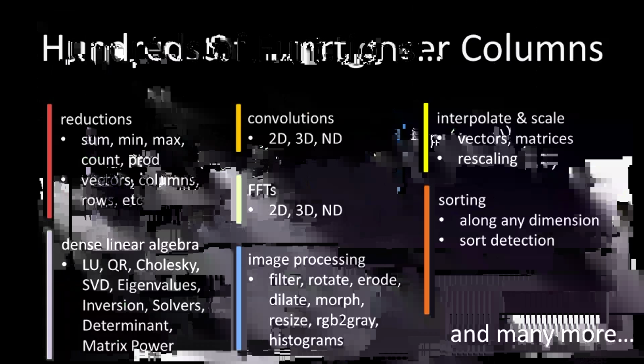And keep in mind there are hundreds of functions available. You can do various reductions, like vector and column or row reductions. You specify along a dimension. You can do convolutions in various dimensions, 1D, 2D, 3D, FFTs in 1D, 2D, 3D, and ND. You can do interpolation, rescaling, sorting along various dimensions, and testing if something is already sorted. A lot of image processing functions to filter, rotate, reroute, dilate, resize. And then you can do a lot of linear algebra, matrix factorizations, and various scalar factors.